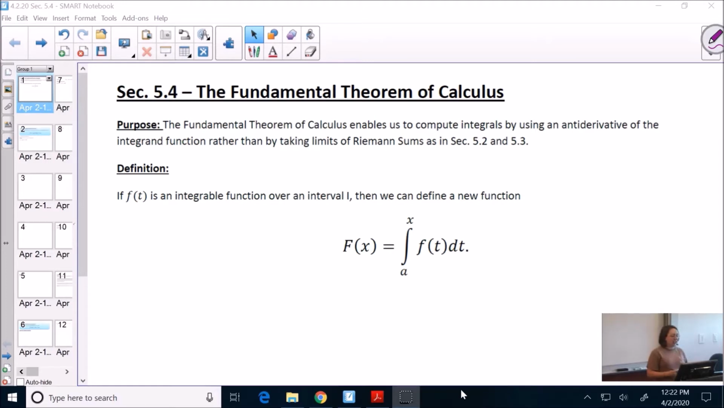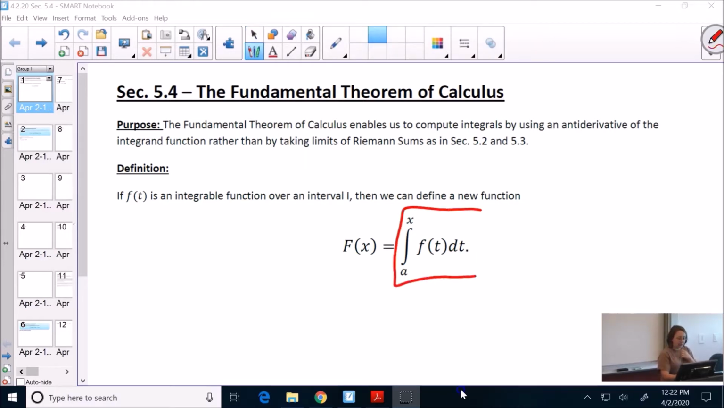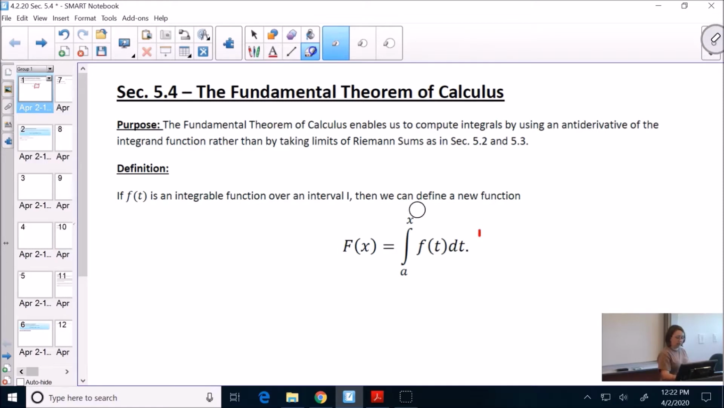Alright, definition. If f of t is an integrable function over an interval I, then we can define a new function. This guy right here. Now, up until now, on the right-hand side here, this would have been a Riemann sum. But what we are going to be doing is getting rid of the Riemann sum and using a different technique. So, alright, what is this? After we get to what you've already learned.